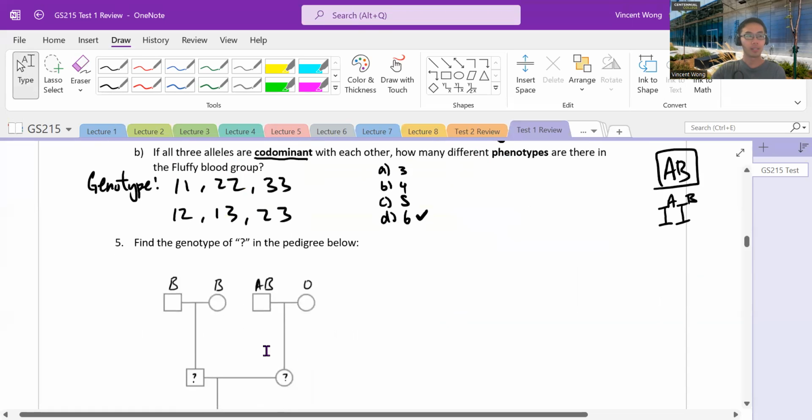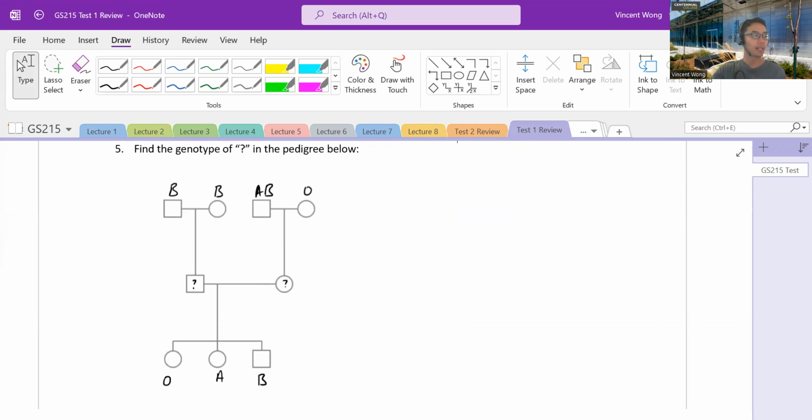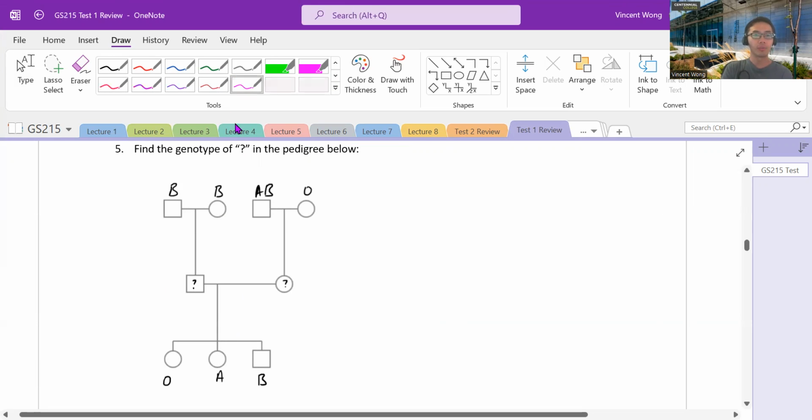All right. Find the genotype of question mark in the pedigree below. Okay, so who's question mark here? Question mark is this guy. All right. Let's fill in what we know, and then we'll go from there. So to do a pedigree question, we should start with the O's and the ABs, because those are the people where we know for certain what their genotypes are, right?